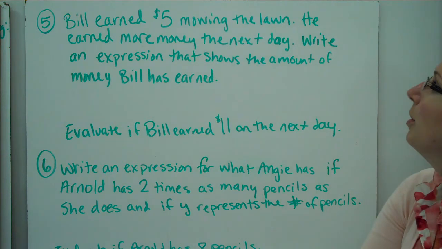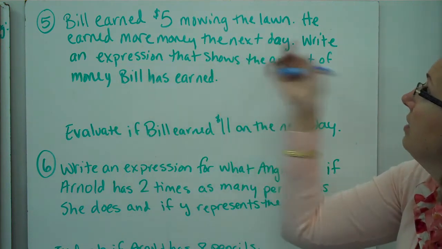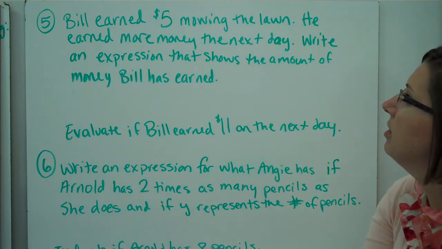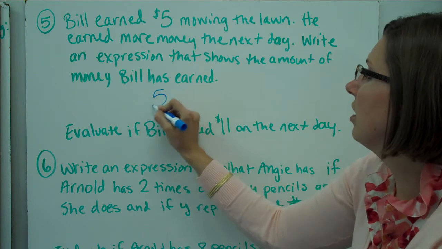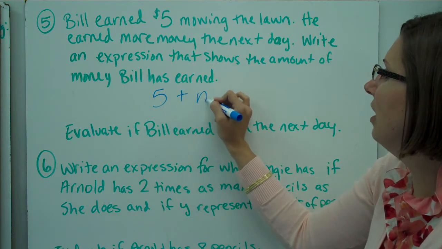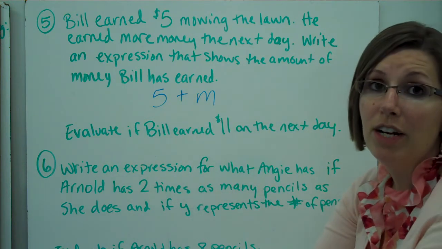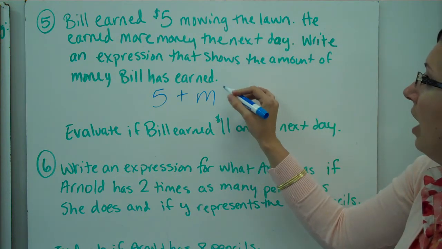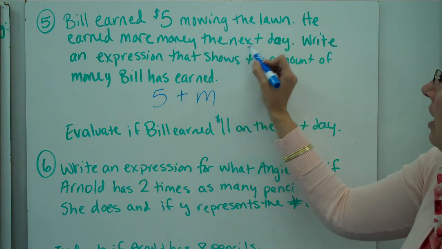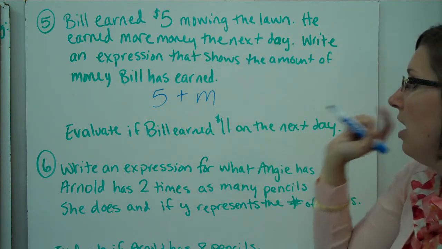Bill earned $5 mowing the lawn. He earned more money the next day. Write an expression that shows the amount of money Bill has earned. So he earned $5 and he earned more money the next day. It did not give me a variable in this situation, so I'm going to use M to represent how much he earned the next day. More money the next day.